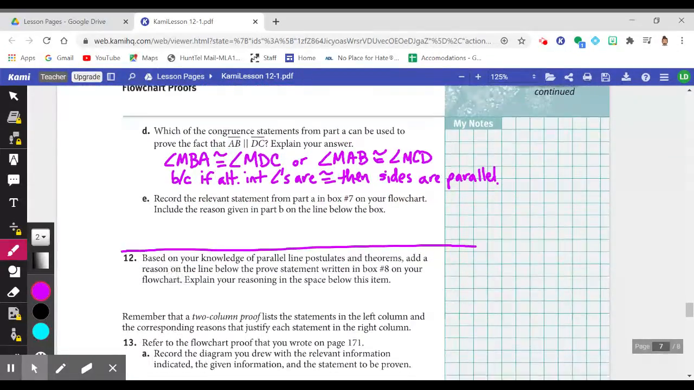Now, D, it says, which of the congruent statements from part A can help us prove the lines are parallel? Well, we learned with parallel lines, alternate interior angles should be congruent. So if we use the converse and say, if these two alternate interior angles are congruent, then the sides are parallel. So we could use either one of these two pairs of alternate interior angles.